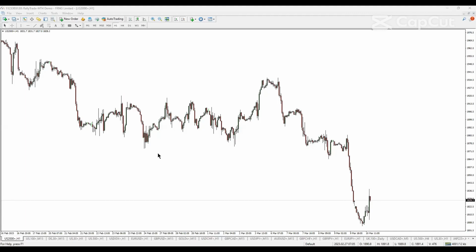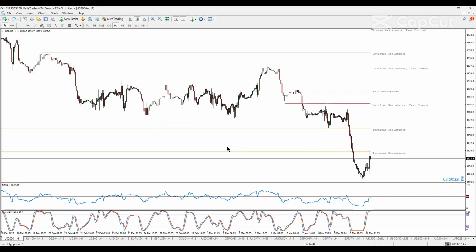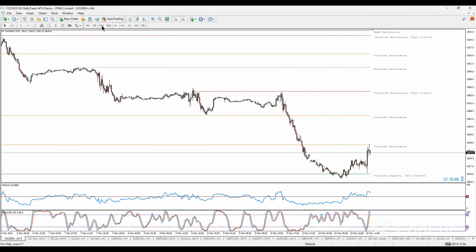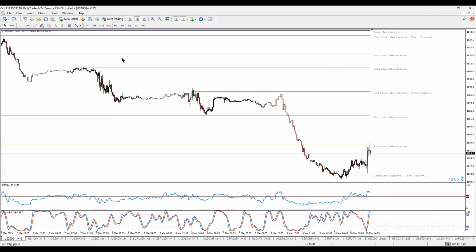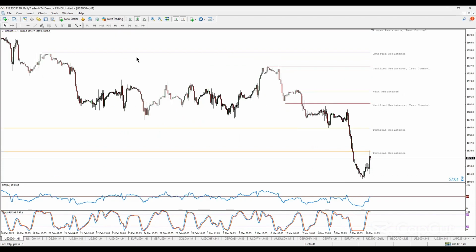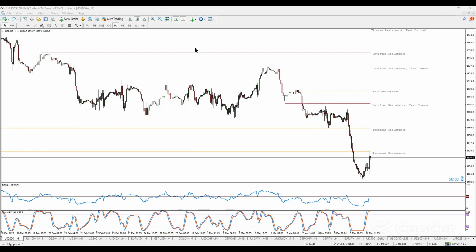Now I want to ask a very simple, fast question. Please, can someone tell me what trend we are in right now? Are we in a downtrend? Are we in an uptrend? Or is the market ranging? The first thing we need to do is to know the trend. If the trend is a downtrend, then we are looking for sales. If it's an uptrend, then we are looking for buys.